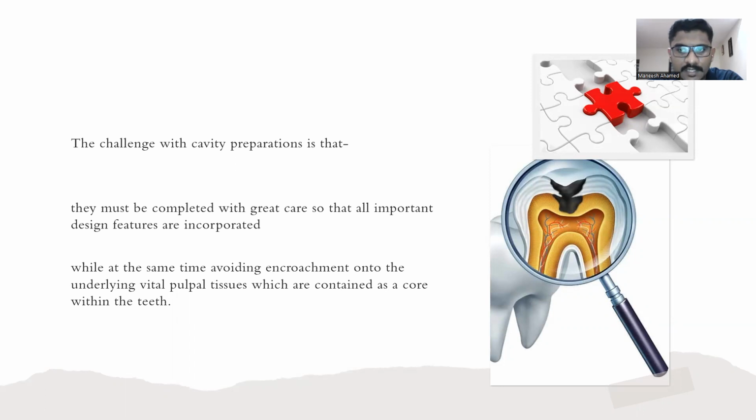are incorporated. We know that the cavity preparation needs certain features according to the type of material which is used. And also, at the same time, the cavity preparation should avoid encroachment into the underlying vital pulp tissue, which is contained as the core within the teeth. We know that inside the enamel, inside the dentine, there is dental pulp, in which there are blood vessels, nerves, and all important structures. So, when we prepare a cavity, we should not encroach on this dental pulp. So these two things are taken into consideration when a tooth preparation design is planned on the patient.